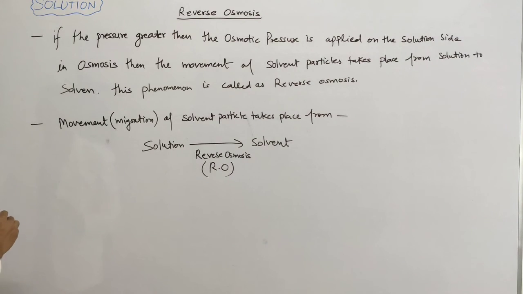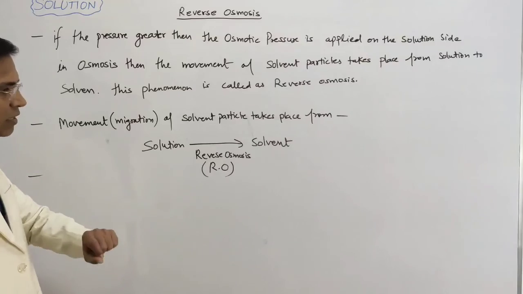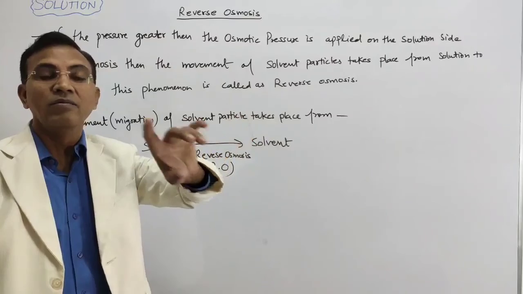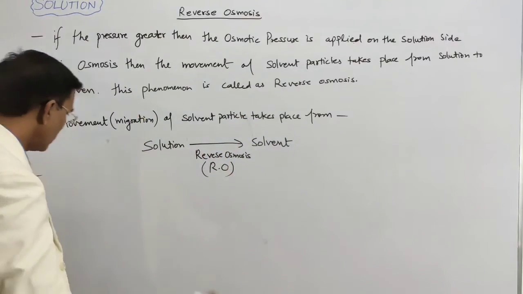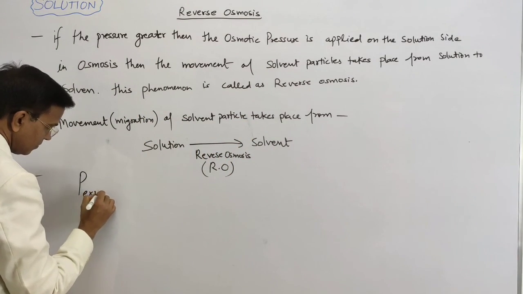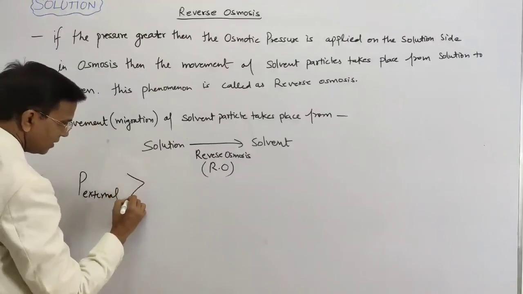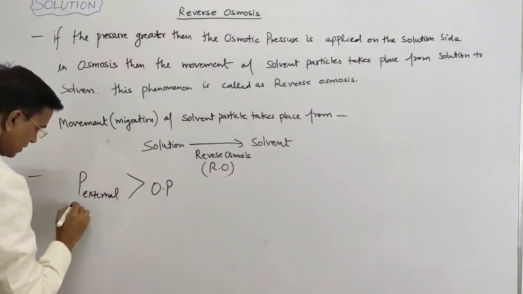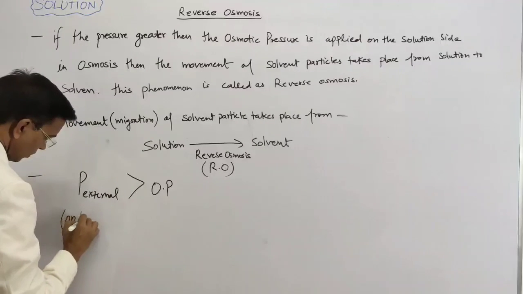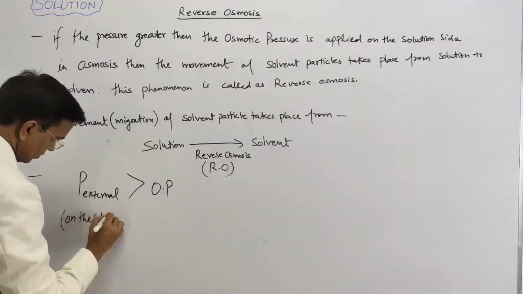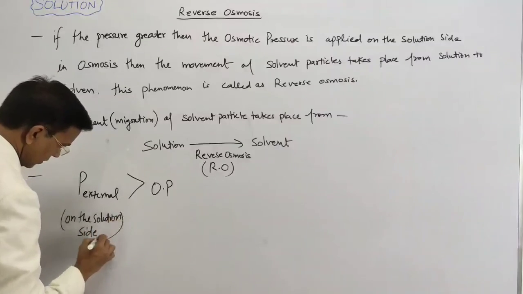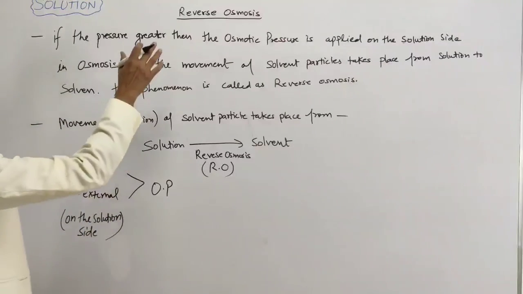So this reverse osmosis occurs when the external pressure is applied on the solution side more than the osmotic pressure. So here the external pressure is greater than the osmotic pressure, right? Or it is on the solution side, right? So this is the reverse osmosis.